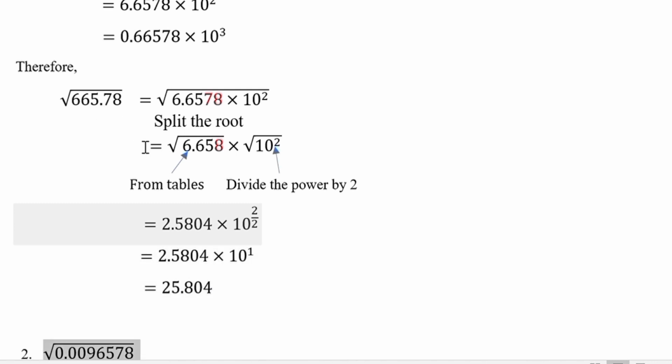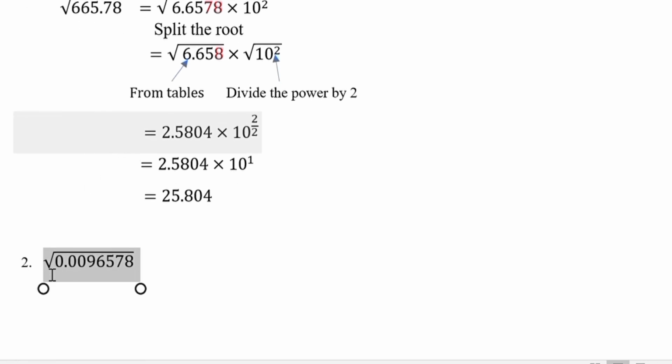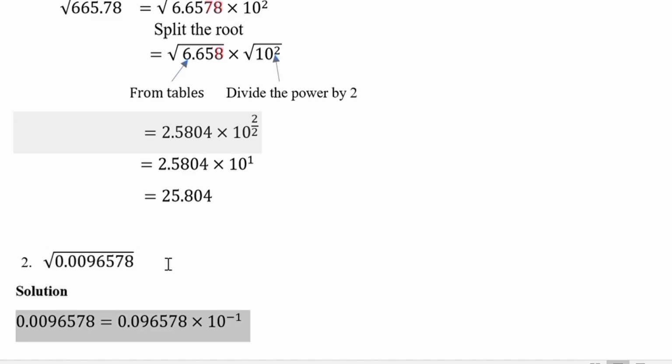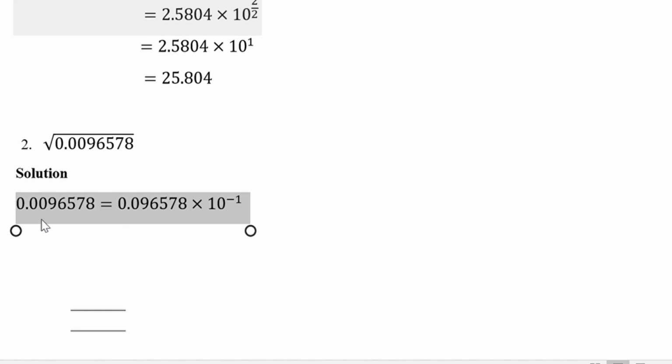What about the second one? The second one was root 0.0096578. We follow the same steps. The first one is that we write this number in the form b times 10 raised to power m. So that's what we have done here. If we move the decimal, in this case we shall move the decimal to the right. If we move it here, we shall have 0.096578 times 10 raised to power negative 1, because we are moving the decimal to the right.